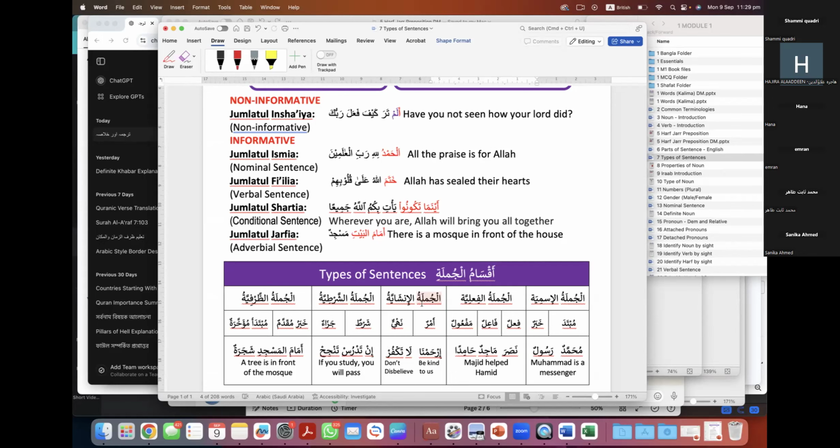And then within the informative Jumlatul Khabriya, there are different types. In fact, there are more than these four types as well. But alhamdulillah, you have some idea. And I also noticed that some of you do know a little bit more than what you should at this level, which is, mashallah, very, very good.